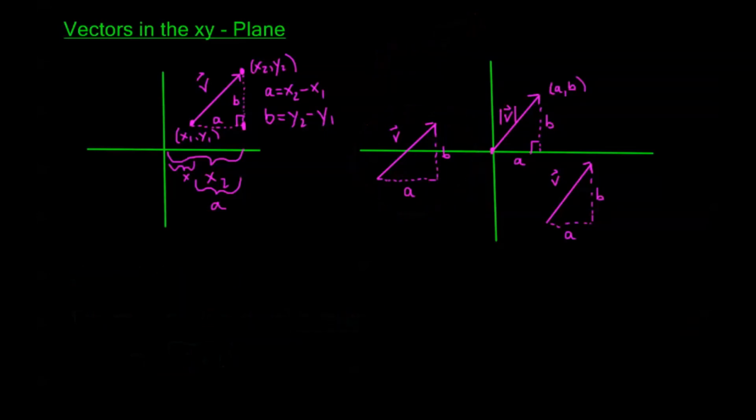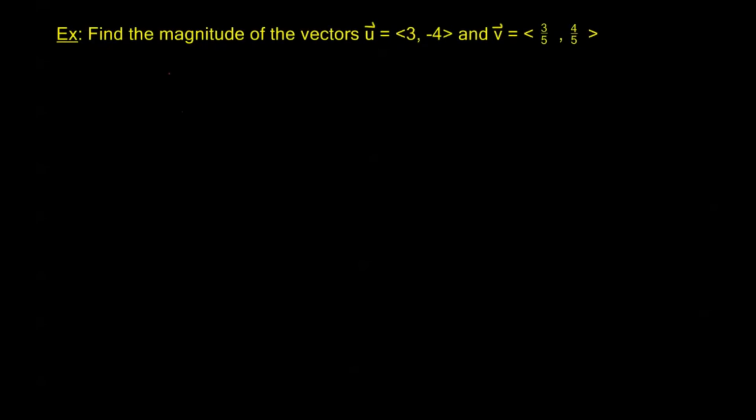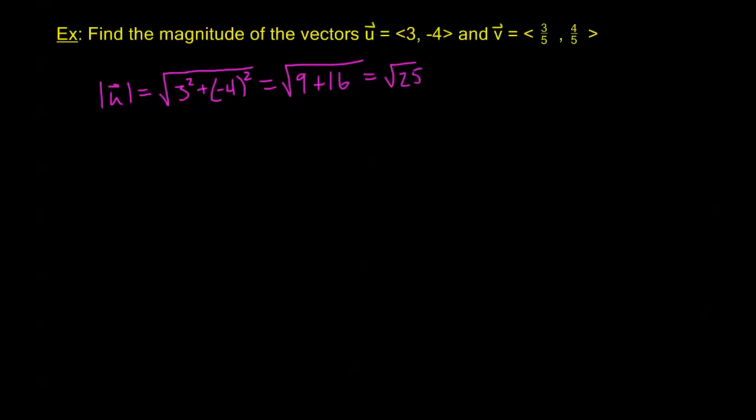Well, let's take a look at some examples so that we can really make sure that we understand what's going on here. So let's say we're asked to find the magnitude of these vectors, u and v. So all we're going to do is we say, well, the magnitude of u is equal to the square root of a squared plus b squared. Here my a is 3, so I have 3 squared. My b is negative 4. We put plus negative 4 squared. So this is going to be the square root of 9 plus 16, which gives us the square root of 25, or 5. Okay, we found the magnitude of u.